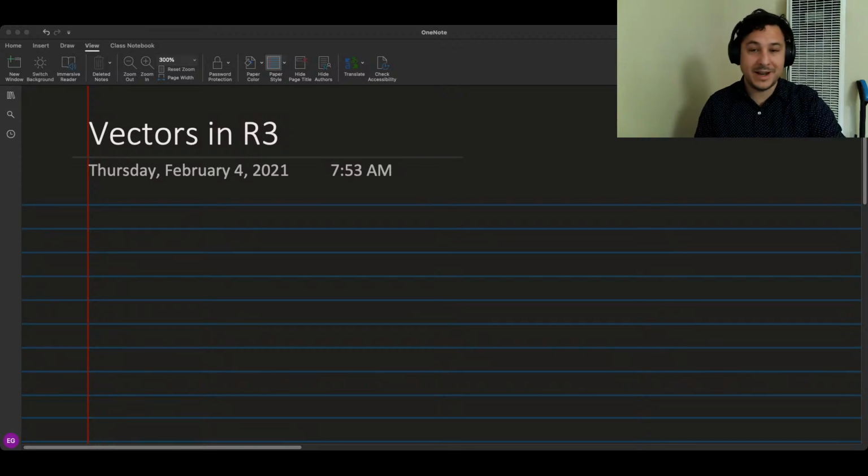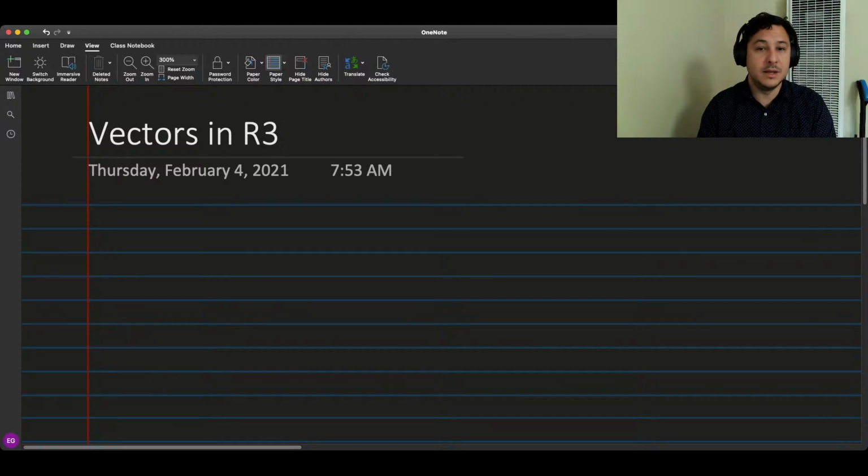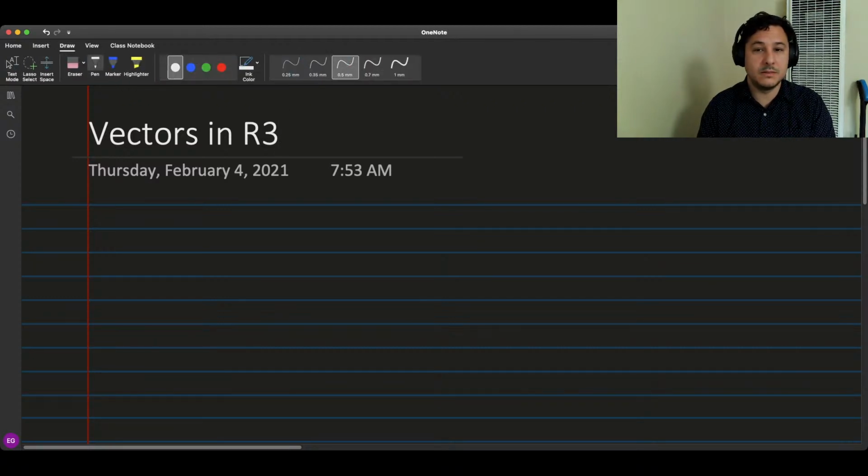Okay, so we're going to talk about vectors in R3. In other words, vectors in 3 dimensions. So first of all, how are we going to draw this? We only have a piece of paper, but we want to draw 3 dimensions. So we need to talk about how we're going to set up our axes.